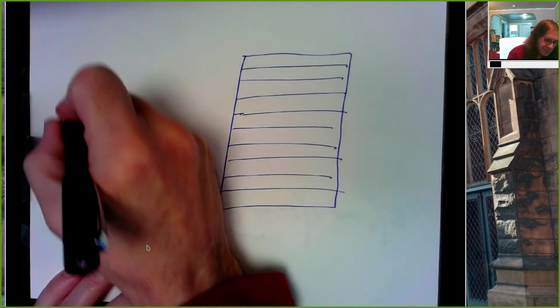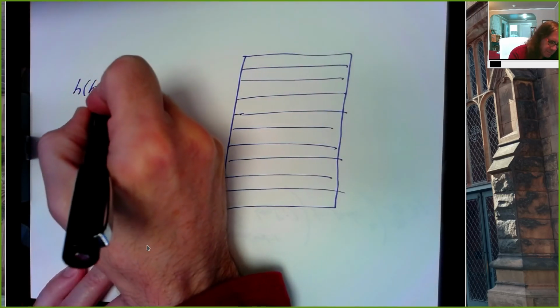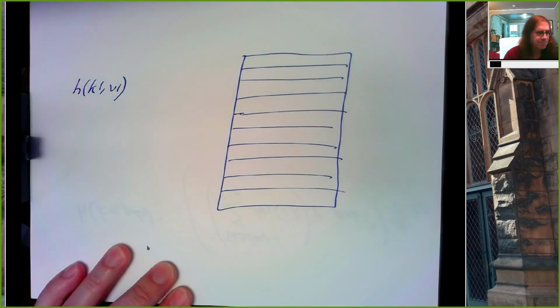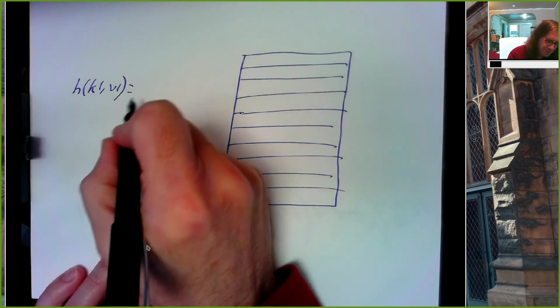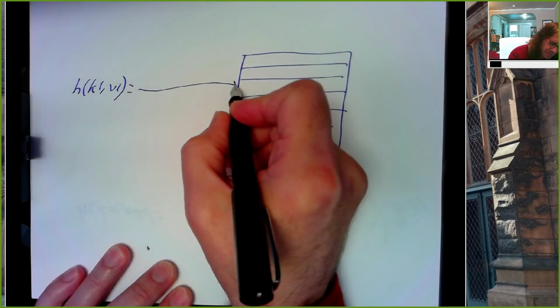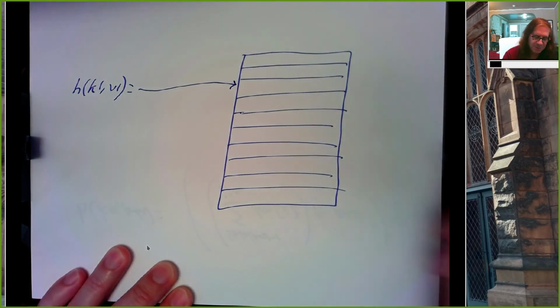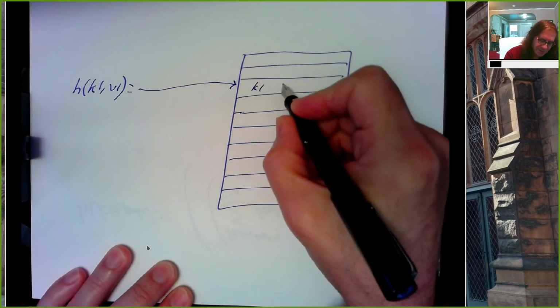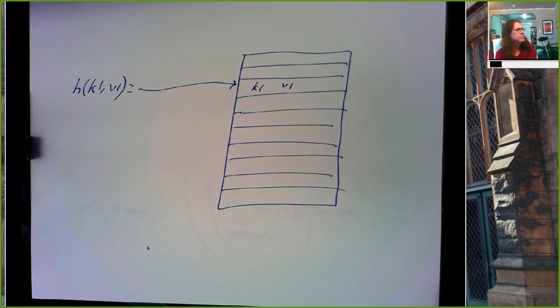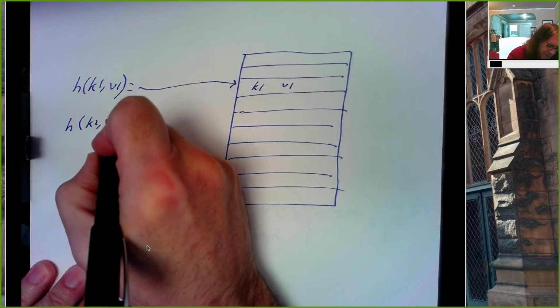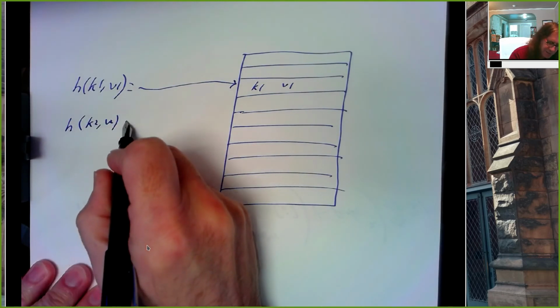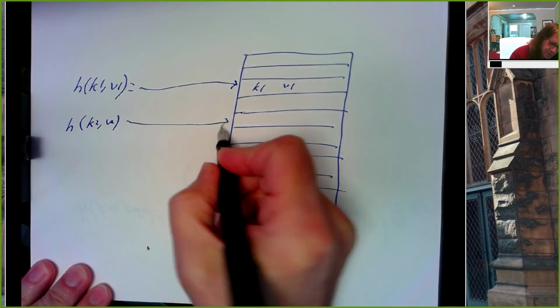So let's say we hash some key value pair, key 1, value 1. And let's say it's equal to, you know, a 2. So we try to store key 1, value 1 in here. And now let's hash key 2, value 2. And let's say that brings us right here.